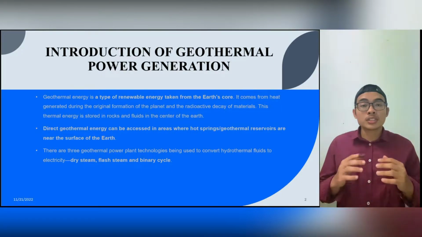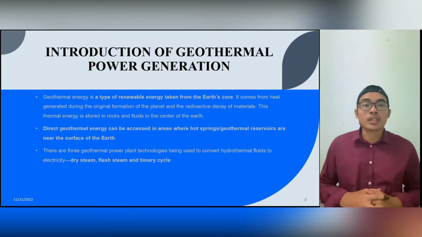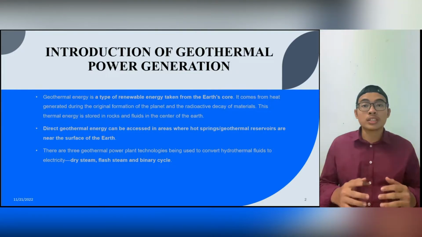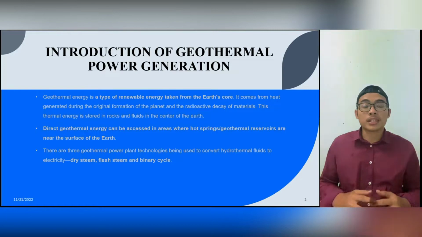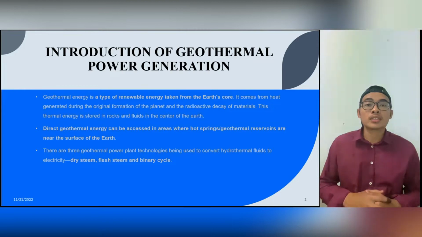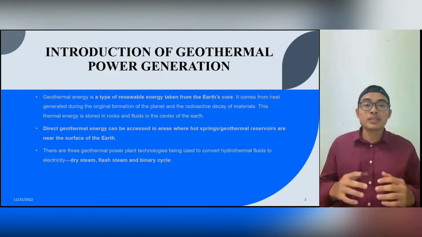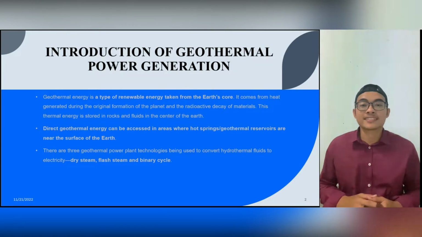This thermal energy is stored in rock and fluid in the center of the earth. Direct geothermal energy can be accessed in areas like hot springs. There are three geothermal power plant technologies being used to convert this type of energy to electricity. That is dry steam, flash steam, and binary cycle.